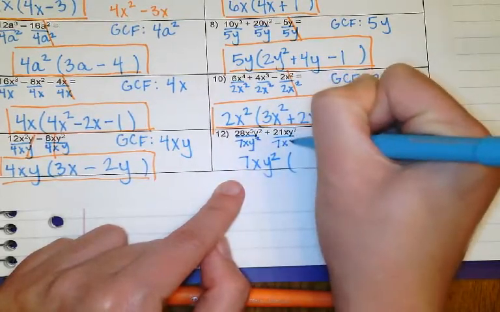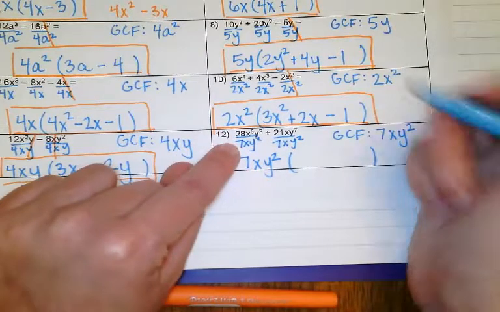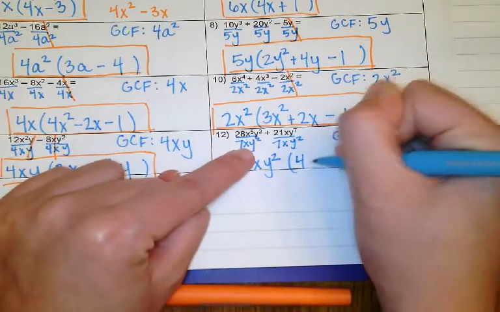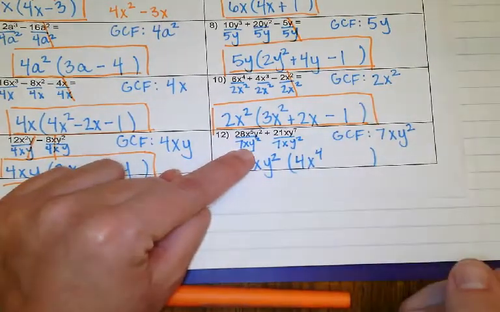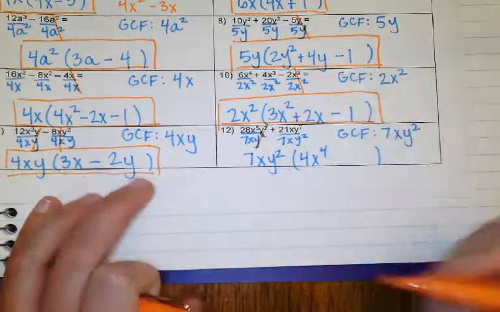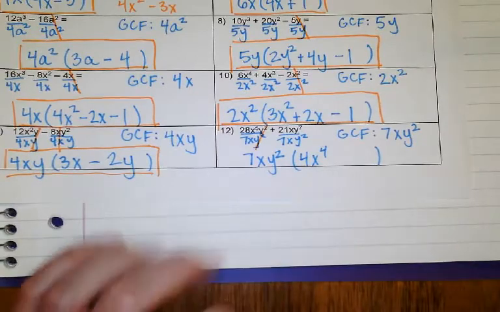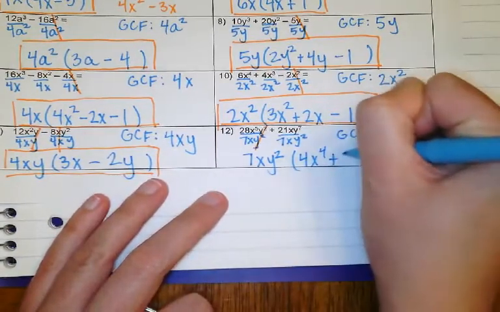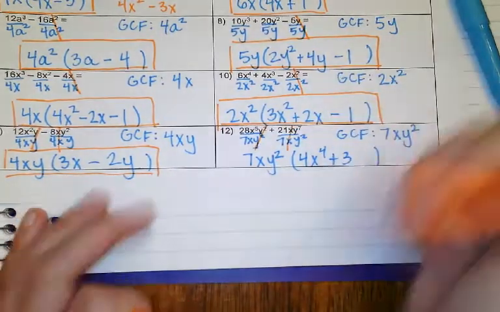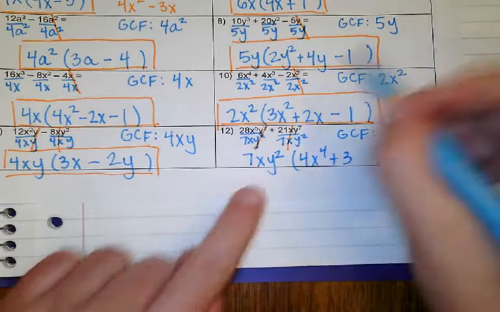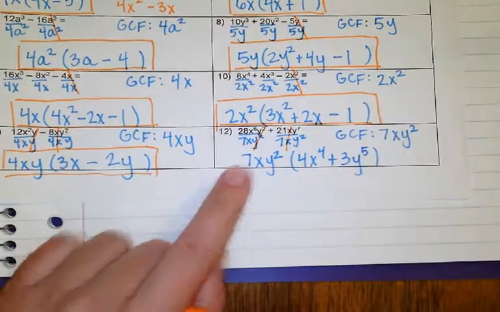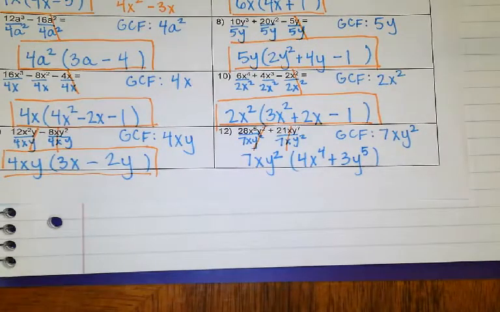So we're going to divide by 7. 28 divided by 7 is 4. There were 5 x's. I took 1 out, so it leaves x to the 4th. And the y squareds, I took y squared out, so y is gone. 21 divided by 7 is 3. The x's, they're the same. They're going to cancel out. I had 7 y's. I'm taking 2 out. So I will still have y to the 5th power. Final answer.